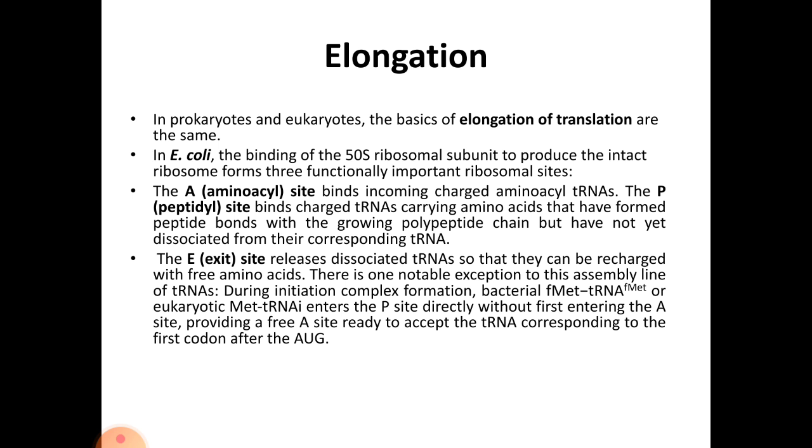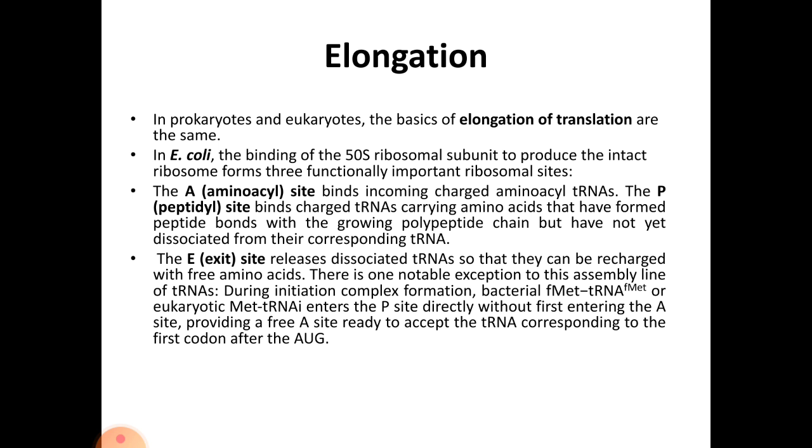So, the binding of 50S ribosomal subunit forms three functionally important ribosomal sites, namely amino acyl site, peptidyl site and exit site or E site. Amino acyl site, otherwise known as A site, is a site where the tRNA binds incoming charged amino acyl tRNAs. Whereas peptidyl site provides binding of charged tRNAs carrying amino acids that have formed peptide bonds with growing polypeptide chain, while the third site is the exit site where it releases the dissociated tRNAs.